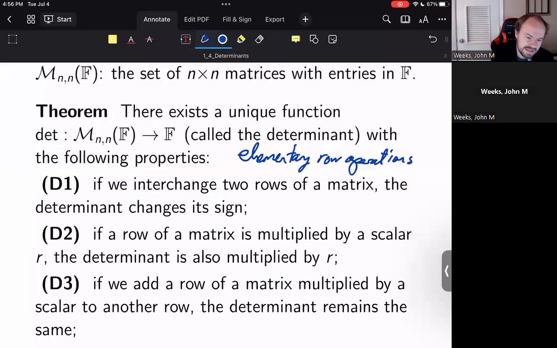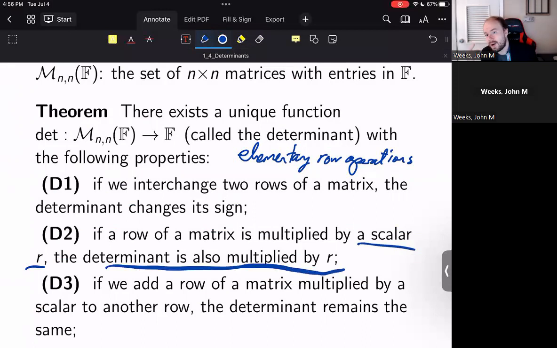So that's D1. D2 says if a row of a matrix is multiplied by a scalar r, the determinant is also multiplied by r. So if you multiply an individual row by r, what happens is the whole determinant also gets multiplied by that value. You can kind of go through and check. You might notice that in the formula that we're given for the explicit definition of the determinant, what's happening there is you're multiplying one element from each row whenever you do this sum. Well, if you multiply an entire row by r, then each term gets multiplied by r as well. So that's a way to kind of be convinced of that through the explicit definition.